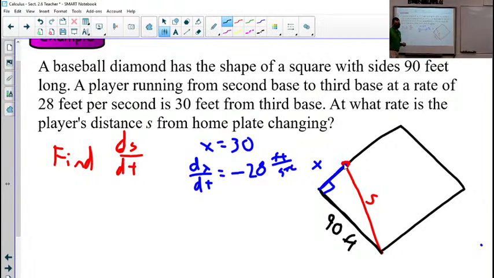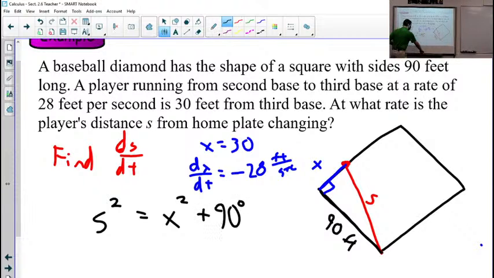All right, our hypotenuse is S. So in the Pythagorean theorem, that goes by itself on this side, equals x squared plus 90 squared. I'm so much in geometry mode that I just wrote a degree symbol on the 90. All right, 90 squared.